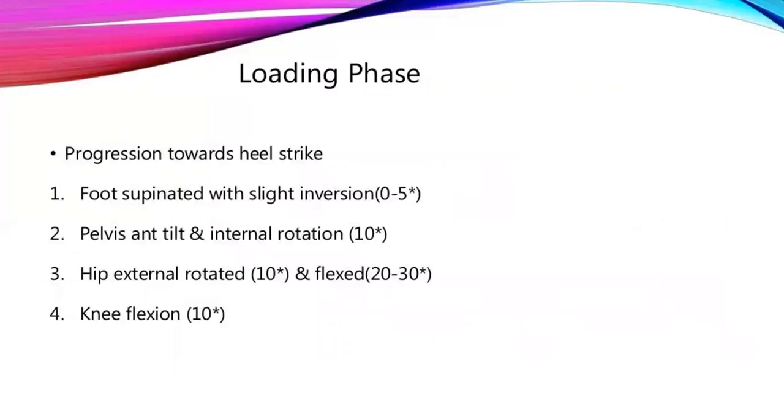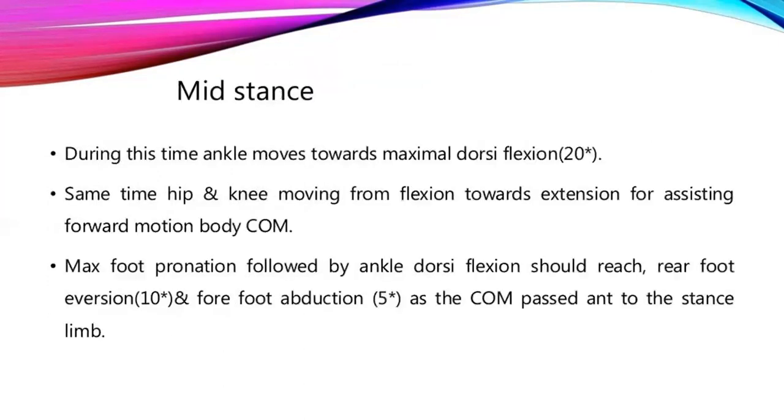the loading phase includes progression towards heel strike. First, the foot is supinated with slight inversion of 0 to 5 degrees, with pelvis anterior tilt and internal rotation up to 10 degrees, then external rotation at 10 degrees and hip flexion at 20 to 30 degrees. Knee flexion is 10 degrees. In mid stance, the ankle moves towards maximal dorsiflexion, up to 20 degrees.